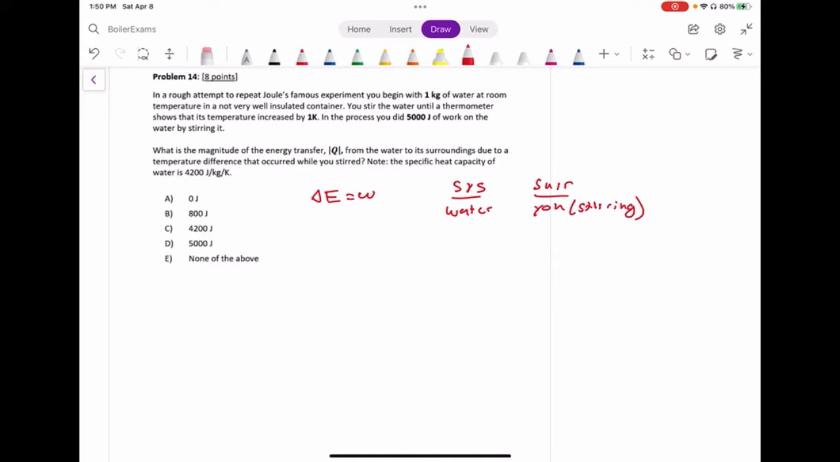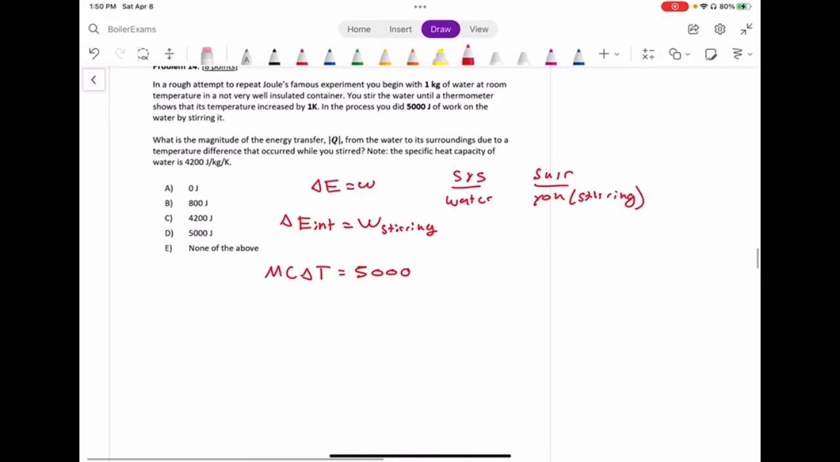So what is our delta E of the system going to look like? This is just going to be comprised of delta E internal and then the work from stirring. And we know delta E internal is MC delta T, and we know the work of stirring is 5,000. Looks like we've got everything to solve this now. 1 kilogram times 4,200 specific heat times 1 degree Kelvin. Oh, and also there's going to be heat loss to the surroundings.